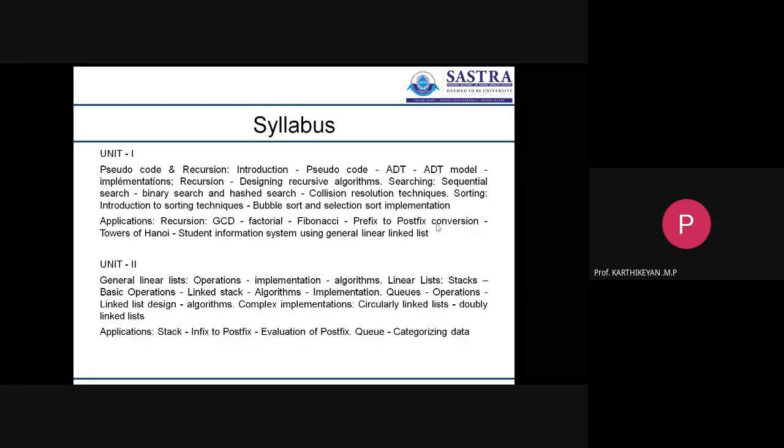The next is the second unit. In the second unit, general linear list. So we already discussed what an array is and the advantages and disadvantages of an array. So instead of an array, we can create a linear list dynamically. And in the list, how to insert an element, delete an element, update an element, everything we will study in the second unit. And then we will implement a stack and queue using a general linear list, and applications of a stack and queue. So this is the second unit.